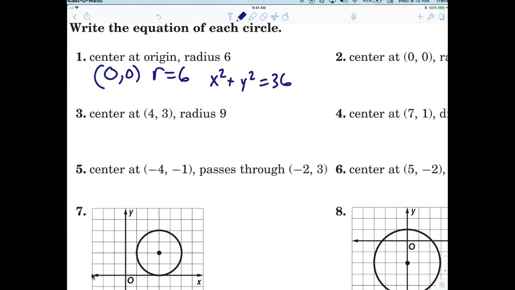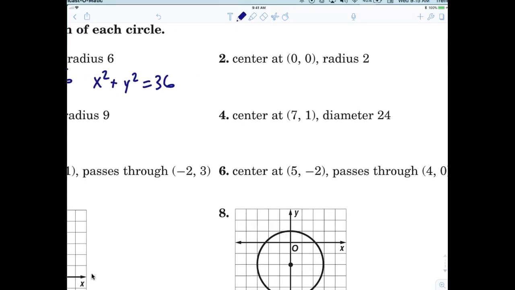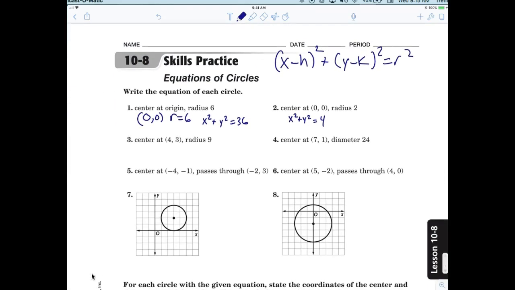Any issues with that? All right. Then question number 2 would be the same thing, so it would be x squared plus y squared equals 4. Yes? What are H and K? For whatever reason, H and K were defined as the center. I don't know why they chose H and K, but just remember, it's kind of in alphabetical order. H and K. H goes with X, and K goes with Y.